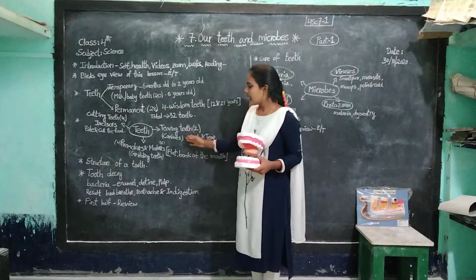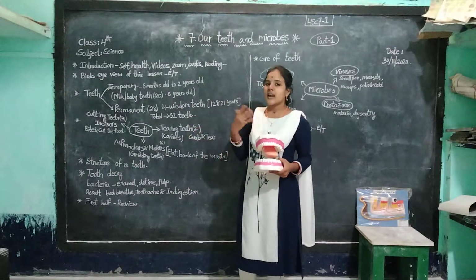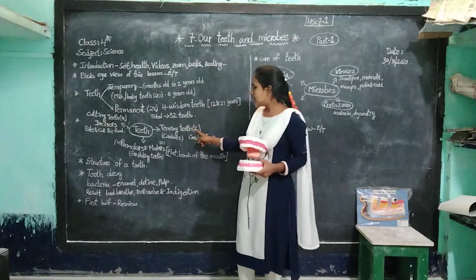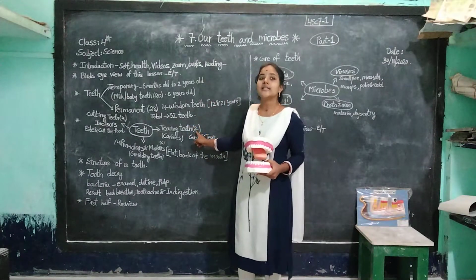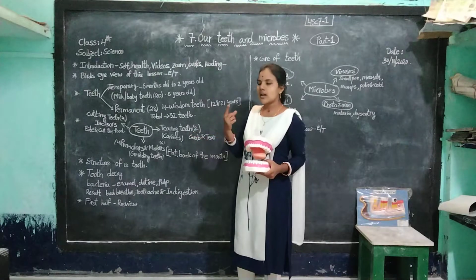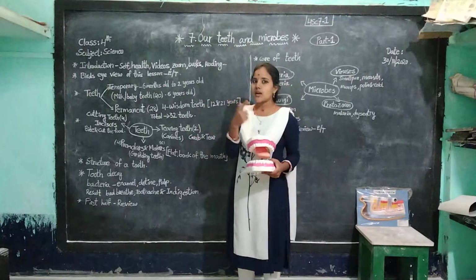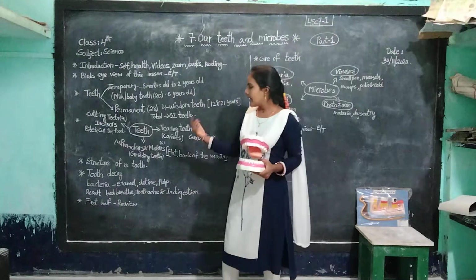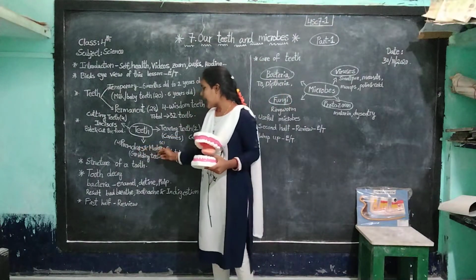This is about canines. Finally, how many canines in our mouth? 4 canines. In each jaw we have 2 canines. In total in our mouth we have 4 canine teeth. Okay, and next one, premolars and molars.